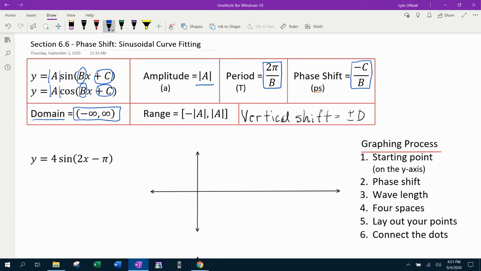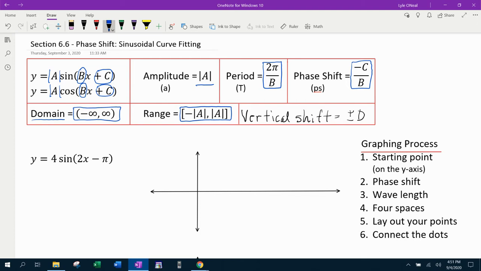Minus infinity to infinity is all real numbers. And the range is going to be negative whatever the amplitude was, comma, to whatever the amplitude was, okay? And the range are the y values. That's going to be from low to high. You need to understand that if there is a vertical shift, that will also shift your range, because a vertical shift will shift the wave up or down, which will affect the low point and the high point of the graph. So the range that I have written here as a formula is only accurate if there is no vertical shift, okay? If there's a vertical shift, you'll have to adjust your range.